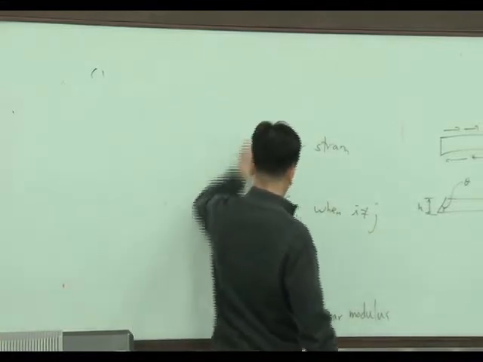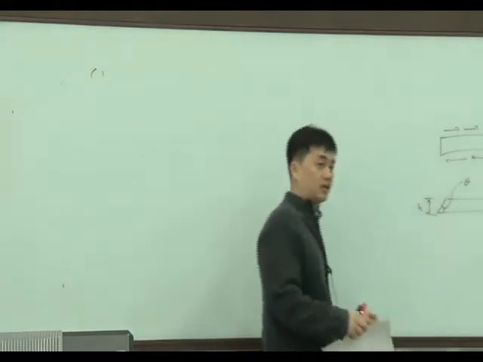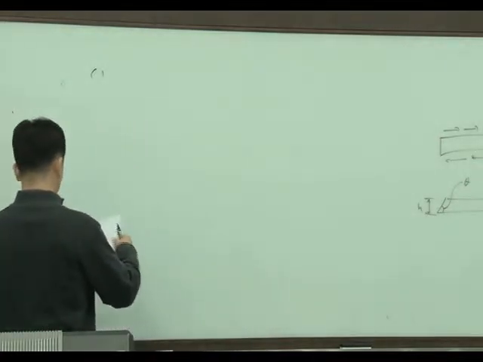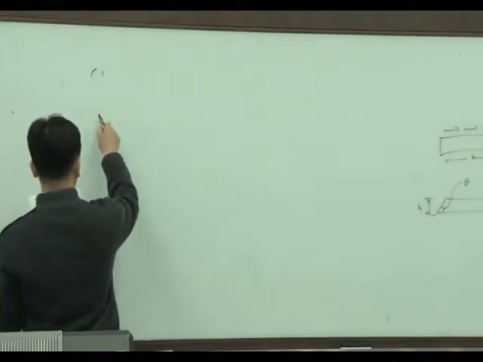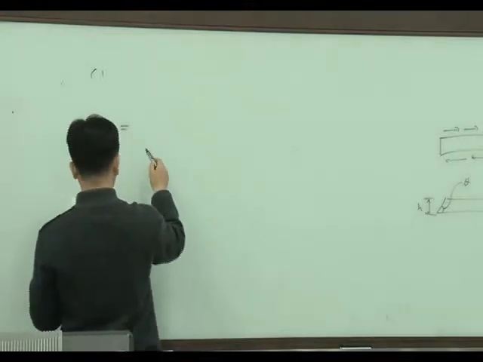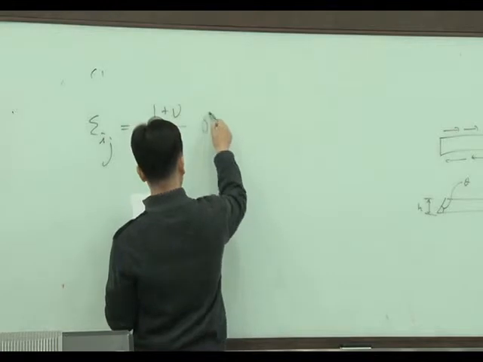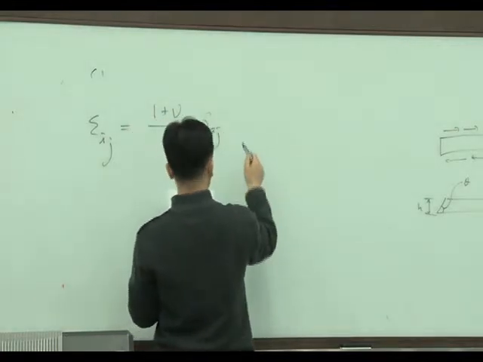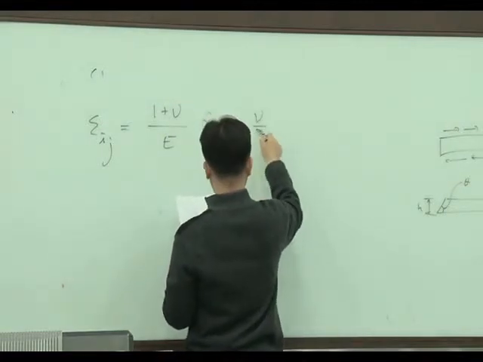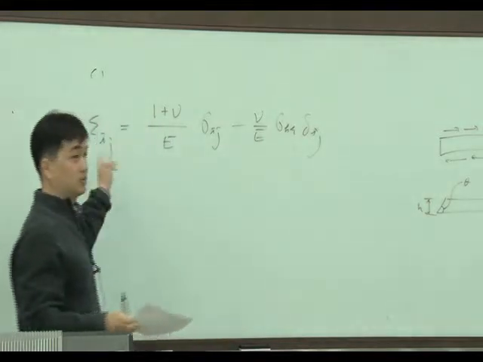In most commercial software, people like to use Poisson ratio and Young's modulus as material properties. One very important thing is that if we use Young's modulus and Poisson ratio, we can easily represent the inverse of the material law, simply as 1 plus mu over E, delta ij, minus mu over E, delta ij, K. This is the inverse of the material law.